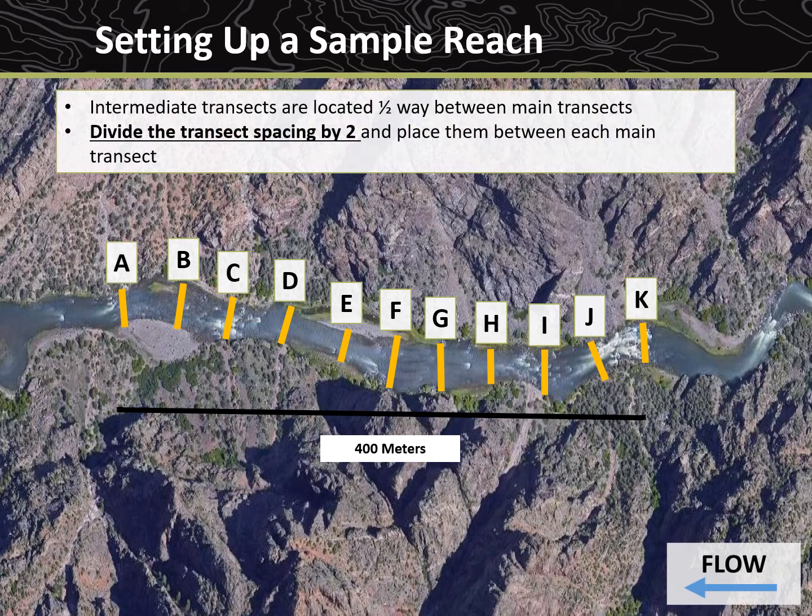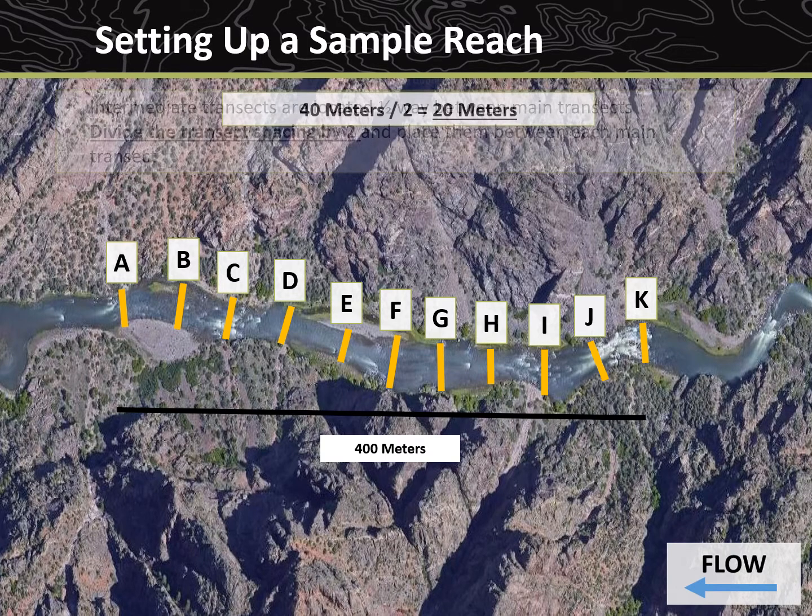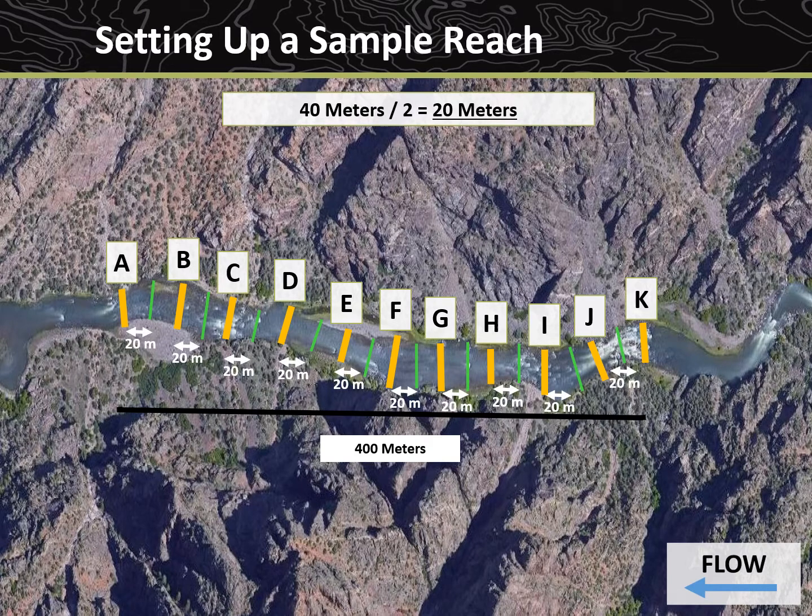Intermediate transects are located halfway between main transects. To locate the intermediate transects, divide the transect spacing by 2 and place them between each main transect. For example, a stream with 40 meter spacing between main transects would have intermediate transects located every 20 meters. Intermediate transects can also be located during thalweg collection.